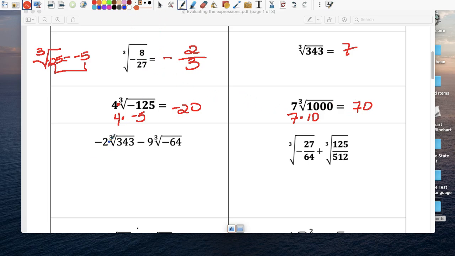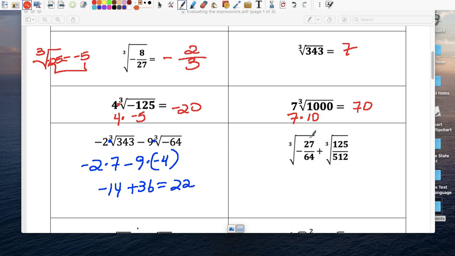Again, I'm going to put a multiplication sign, so it's negative 2 times the cube root of 343, which is 7, minus 9 times the cube root of negative 64, which is negative 4. Just follow order of operations. And if you have a calculator in your test, you can just plug that in. So this is negative 2 times 7, negative 14. Negative 9 times negative 4 is going to give you positive 36. And then 36 minus 14 is going to give us positive 22.